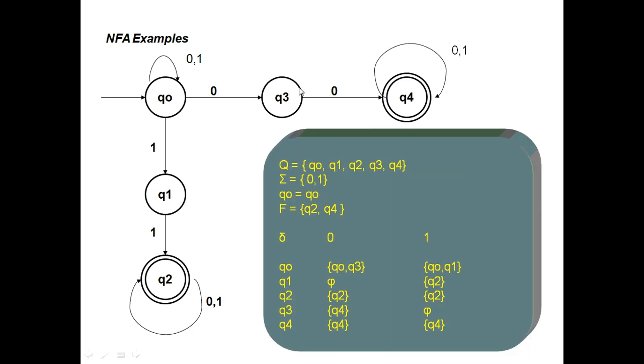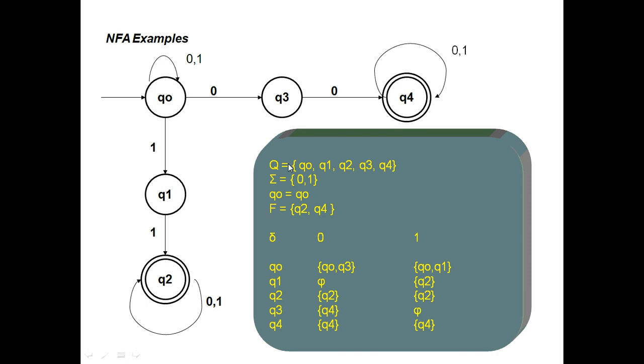Now let's see the formal definition. We are going to define all the tuples. For Q we have the set of states. The input alphabet is 0, 1. It is clearly visible. The initial state is Q0, we are starting from here itself. And Q2, Q4 are the final states. So we know these are final states. Okay, so this is all.